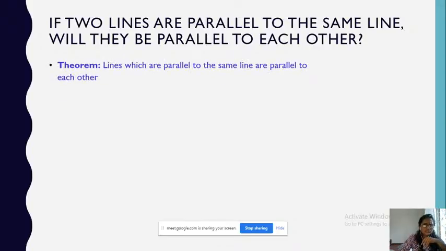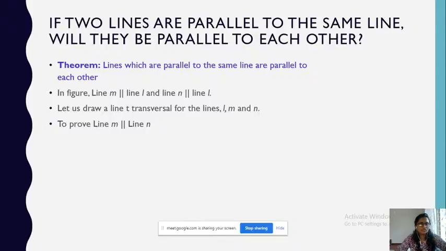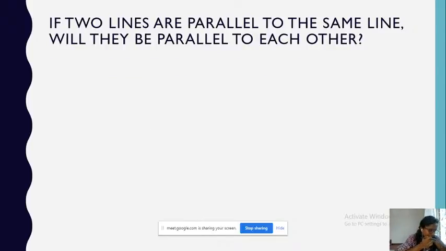Okay, now this is a question. Okay. So, now we have another one. If two lines are parallel to the same line, will they be parallel to each other? So, this is my question. Okay, Geetika, can you read? Yeah. If two lines are parallel to the same line, will they be parallel to each other? Now, what do you think? Will they be parallel?